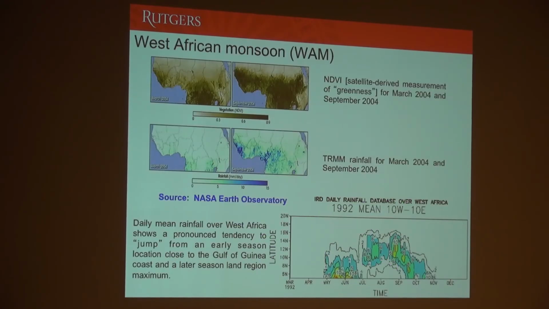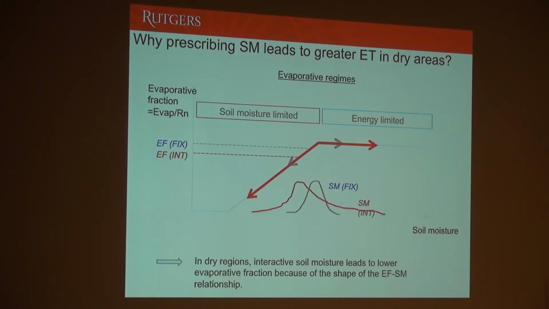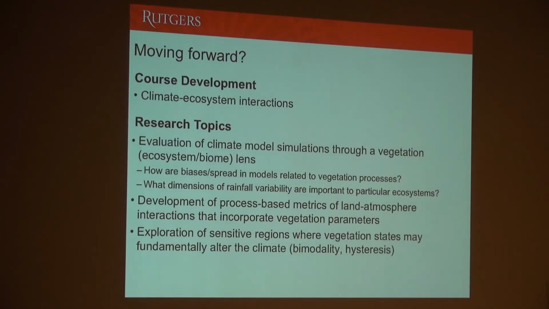So I didn't get to the monsoons, it's okay. I can come back to the monsoons if anyone's interested in seeing that, but let me just finish off by talking a little bit about how I've thought about moving forward in affiliating with your program. I think an obvious place where I would like to invest some effort, and I'm certainly open to feedback on this, is putting together a graduate course in climate ecosystem interactions.